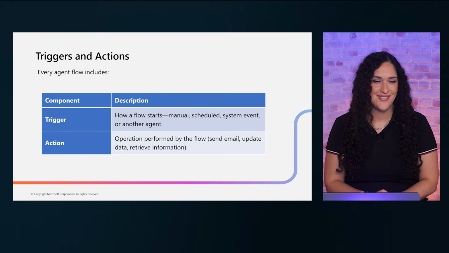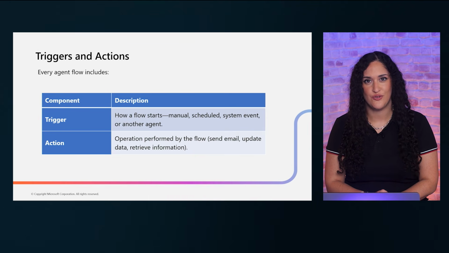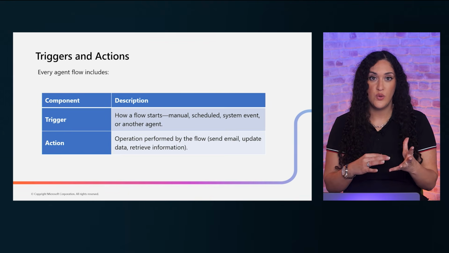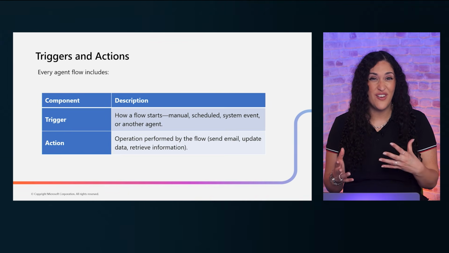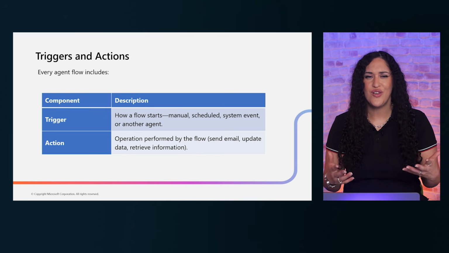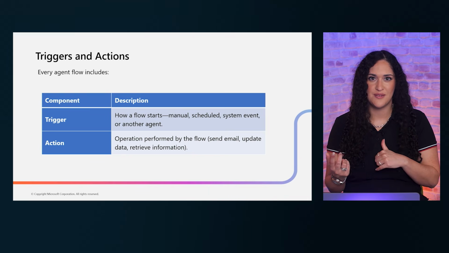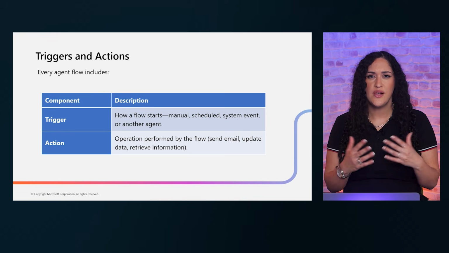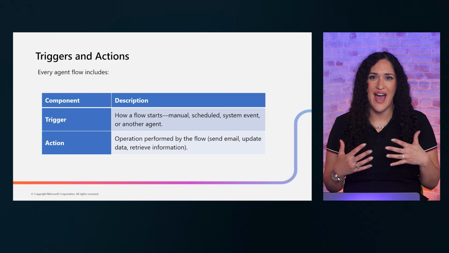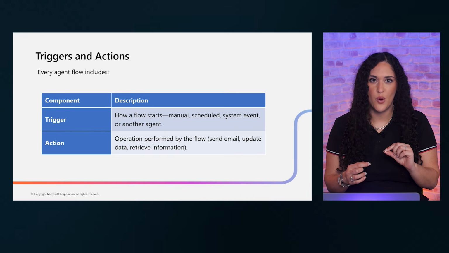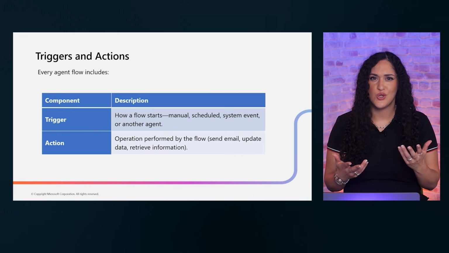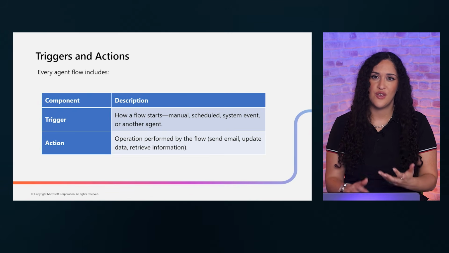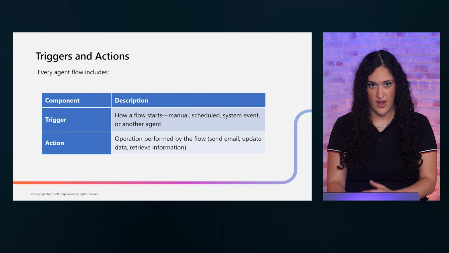Triggers and actions are the building blocks of every agent flow. The trigger defines how the flow starts, whether manually, on a schedule, or from events like a system event, or even initiated by another agent. Actions define what the flow does. A well-chosen trigger ensures the flow activates at precisely the right moments. Well-designed actions ensure it accomplishes its task reliably. So together, they form the automation foundation of your agents.